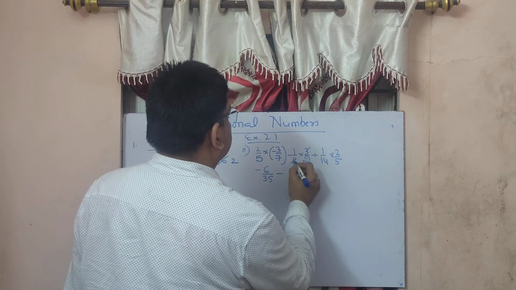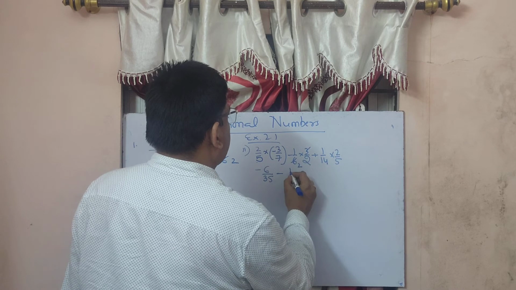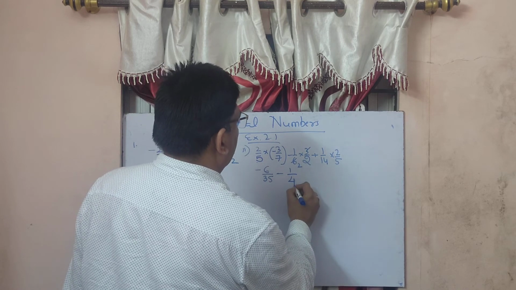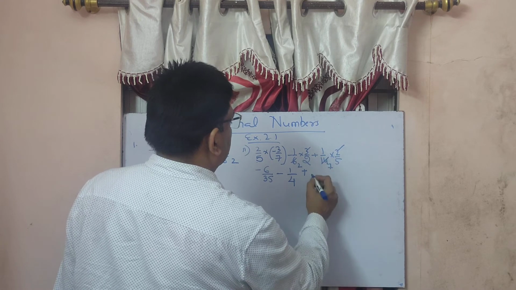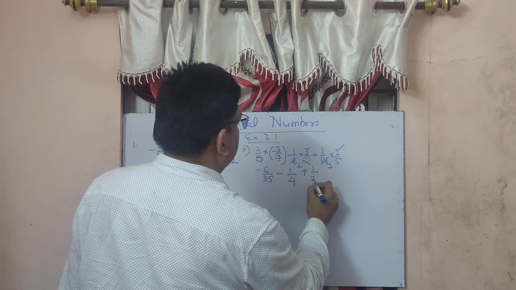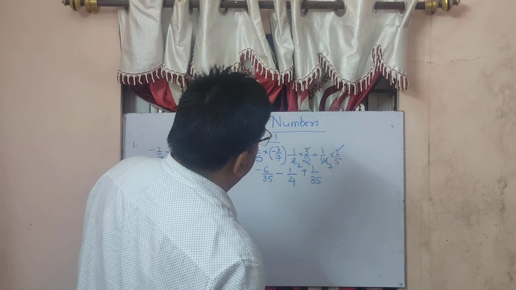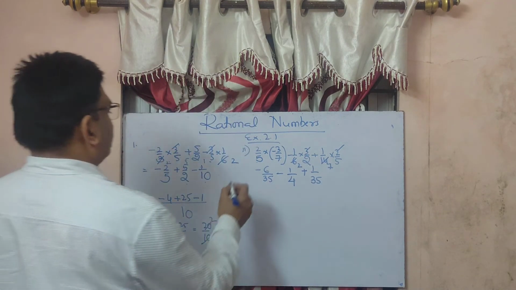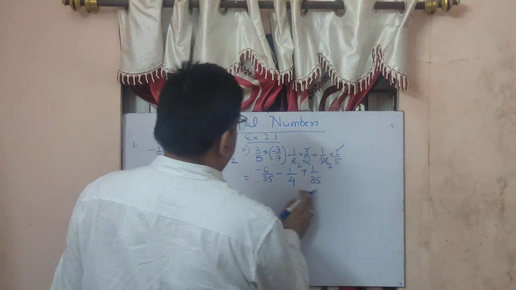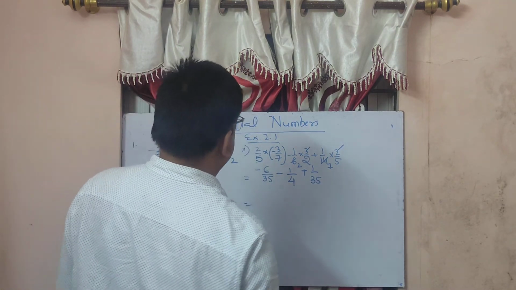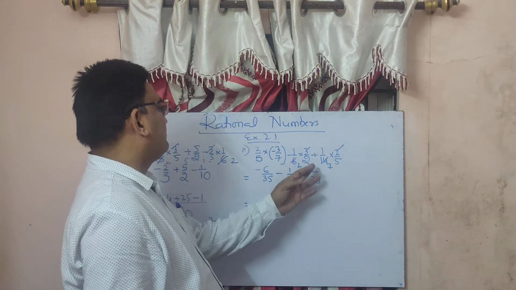So you can cancel here. 3 1s are 3, 2 2s are 4. So 1 divided by 2 2s are 4, plus 2 1s are 2, 7 5s are 35. So 1 upon 35. Now there are three numbers: minus 6 upon 35, 1 upon 4, 1 upon 35.